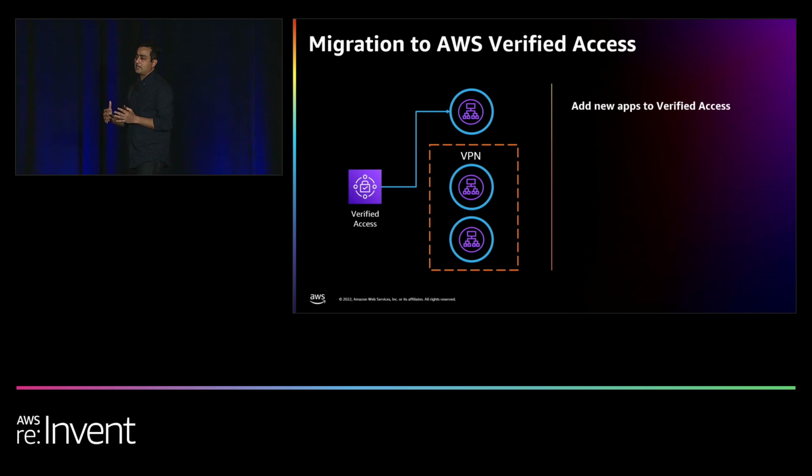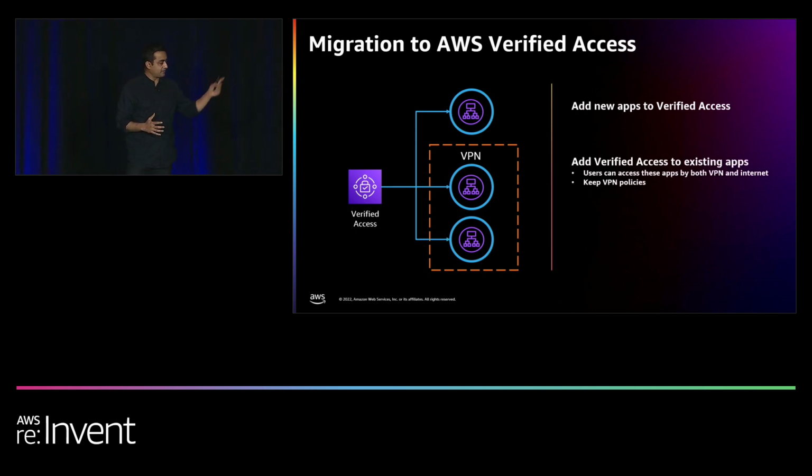Based on those patterns, our recommendation is that if you're coming up with a new application, like a greenfield application, put it behind verified access. So those are taken care of. Now you might have many applications in the VPN already, where you have your policies working, and you don't want to touch them. So keep them on VPN, but also add them to verified access.